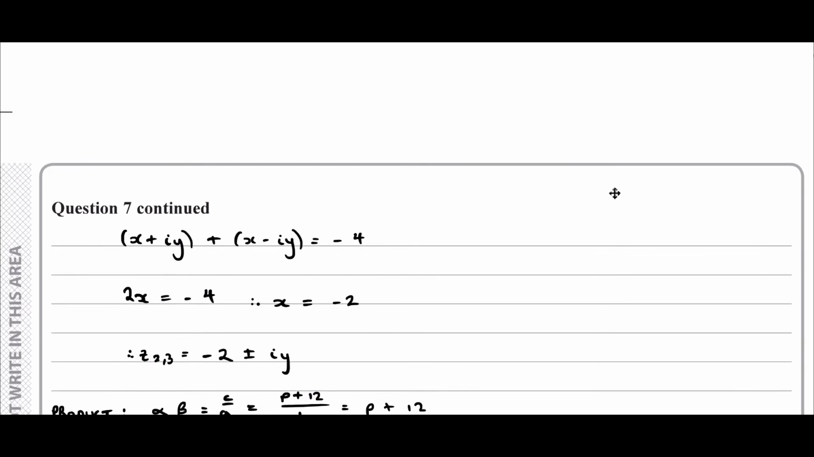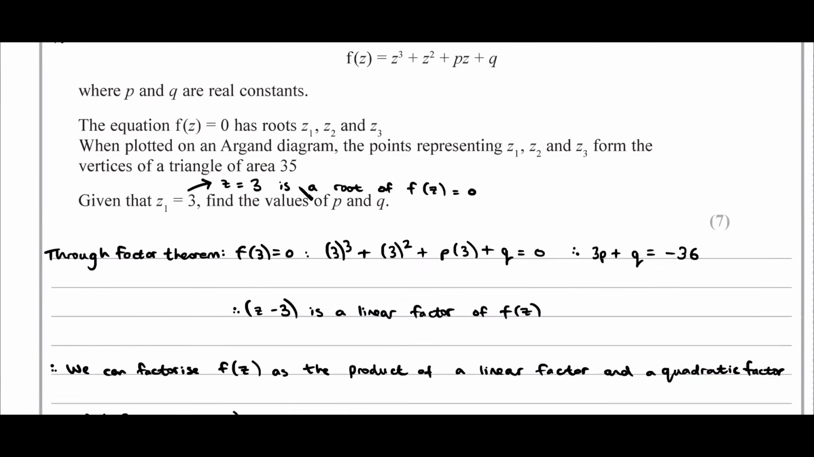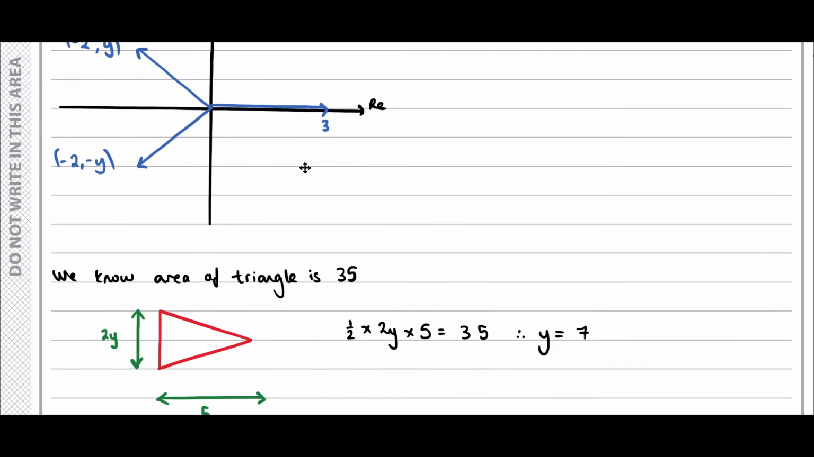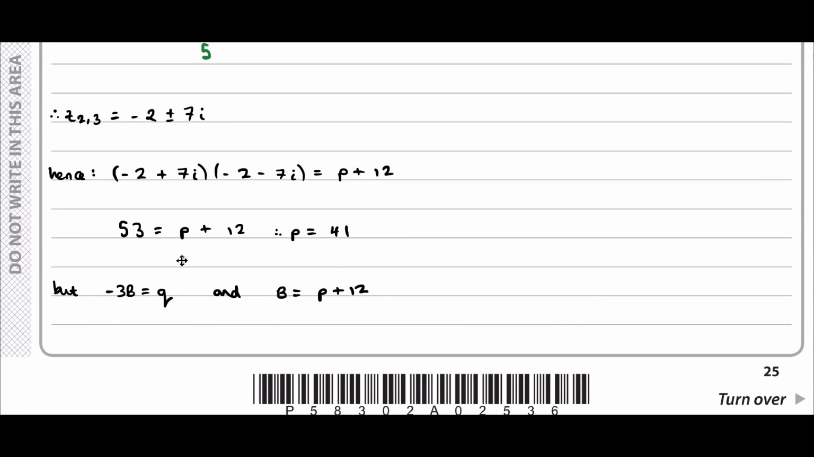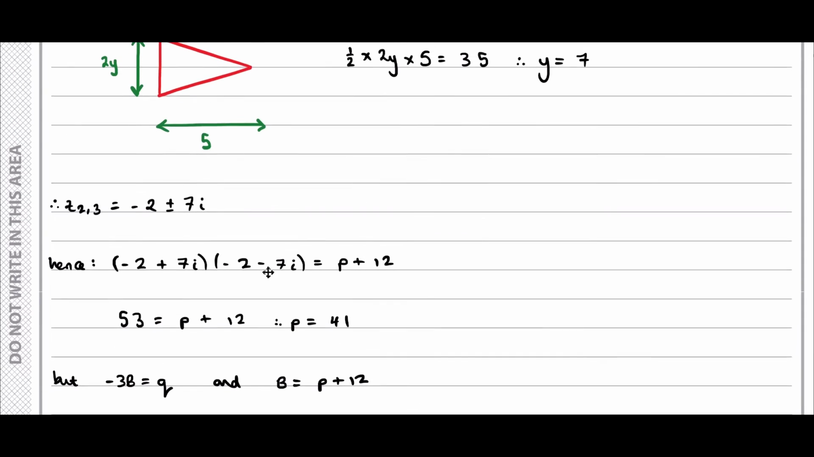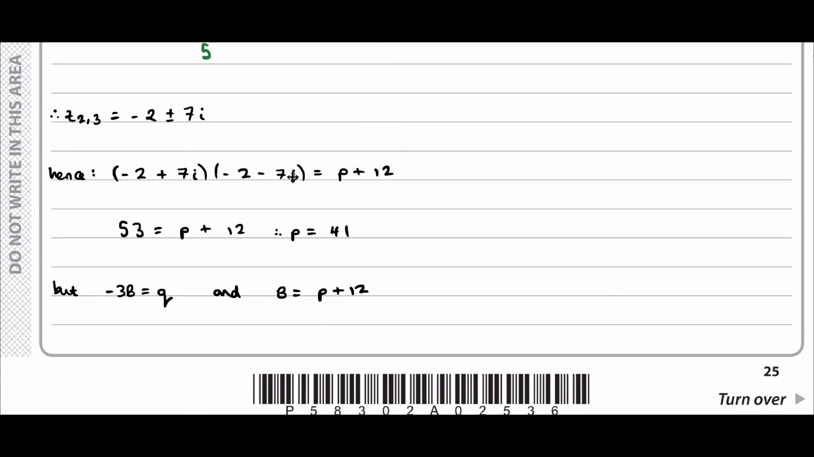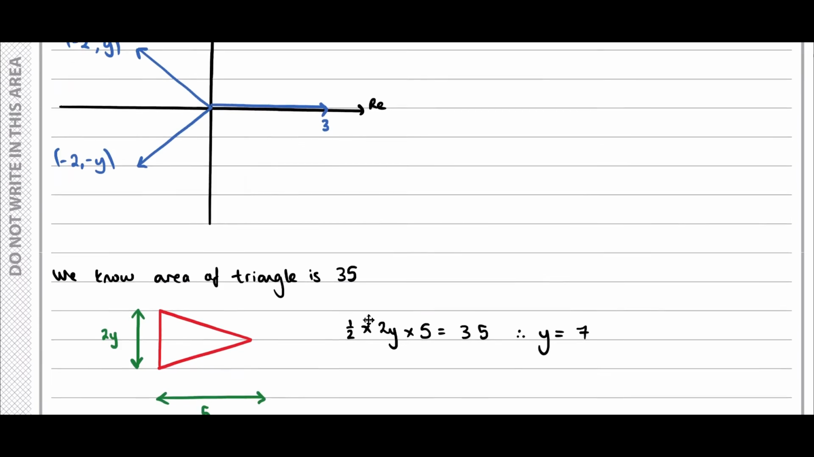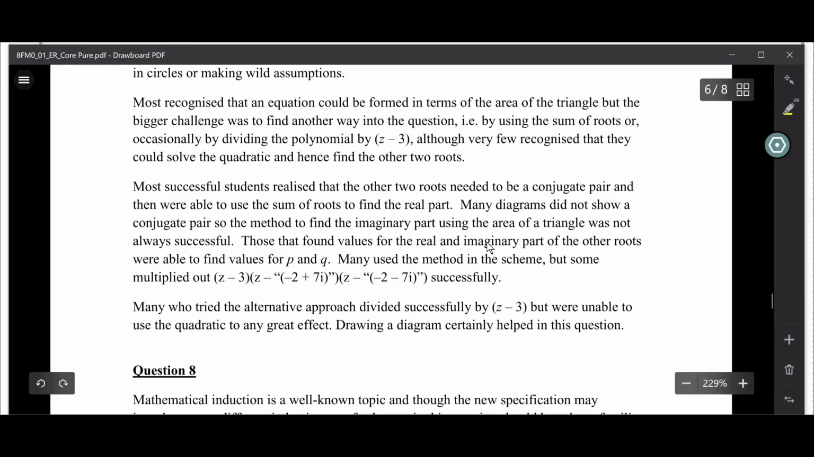So whenever you see the word Argand diagram, try to use that to basically draw the roots out, okay? So once we found the values of the other roots, it was quite easy to use the product, which is, if I go back up to this bit, to find the values of P and Q. So overall, a very, very tough question in my opinion.